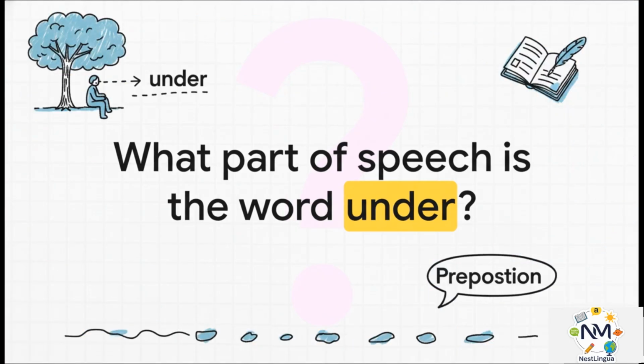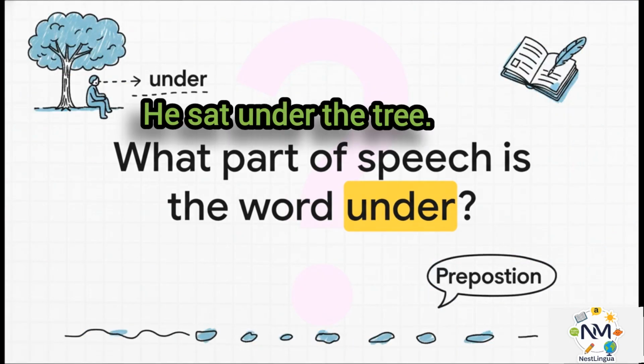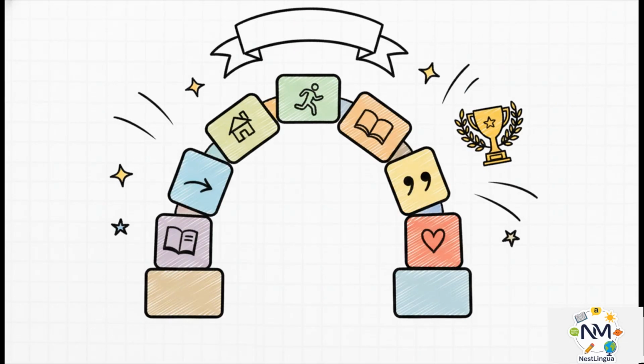And for the final question in our little quiz, he sat under the tree. What about the word under? What's its role? It's showing the relationship, the location between him and the tree. And that means it's a preposition. Fantastic. Great job, everyone. Seriously, excellent work.